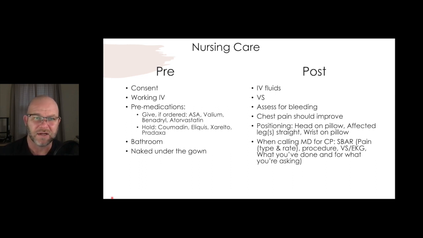Afterwards, things to think about is IV fluids to flush the kidneys. Contrast can be nephrotoxic, so you want to protect that. Monitoring vital signs. You want to assess for bleeding that you can see, and internal bleeding as well. If they got a lot of large stents, and when you talk about a large stent, you're talking about a 4 or 5 millimeter stent. That's a huge number in the cath lab world.